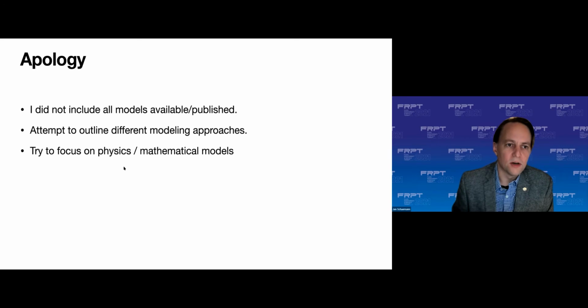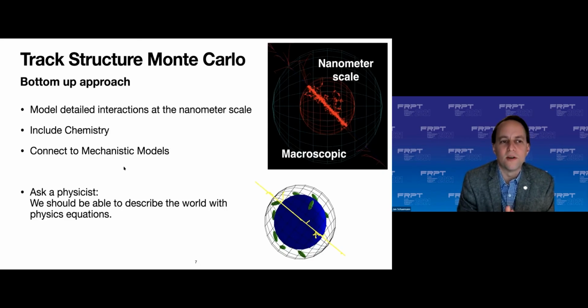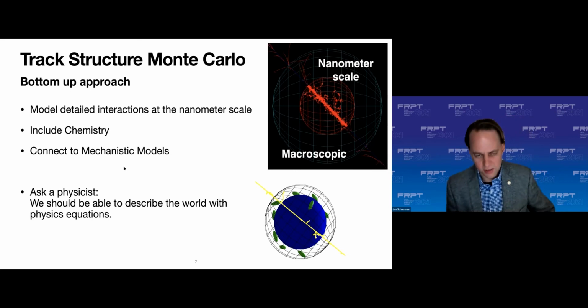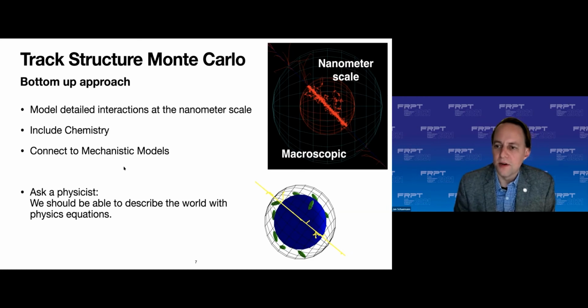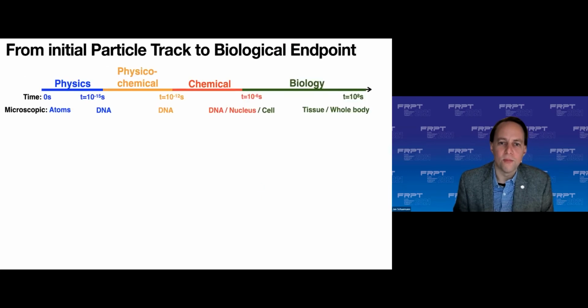So for me, we start typically with track structure Monte Carlo models, a very nice bottom-up approach where we really model the detailed interactions at the nanometer scale, then try to include more and more details, including the chemistry, some biological modeling. And if you ask a physicist, sometimes we say that we should really be able to describe the entire world just with physics equations. So that's an ideal case. Of course, the world is complex.